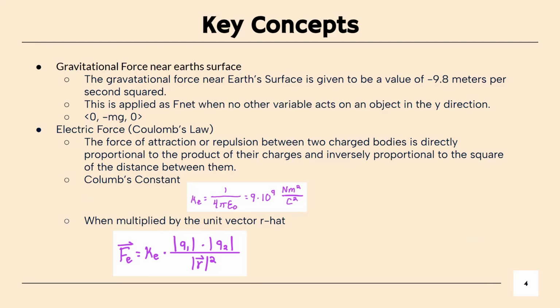For Coulomb's law, the force of attraction or repulsion between two charged bodies is directly proportional to the product of their charges and inversely proportional to the square of the distance between them. Coulomb's constant is 9 times 10 to the 9th, and this formula is Fe equals Coulomb's constant times Q1 times Q2 divided by R squared. You can take the absolute values of Q1, Q2 and R to get the magnitude of Fe, or instead multiply by the unit vector R.